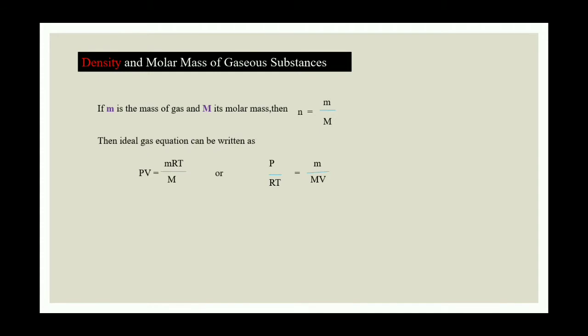And by rearranging, we can write P by RT is equal to M by MV. Already we know what is the equation for density. It is mass by volume. So if you rewrite the equation, we will be getting P by RT is equal to D by M, because already we know D is equal to M by V. From this, you will be getting a relation between molar mass and density as D is equal to PM by RT, or you can write PM is equal to dRT.